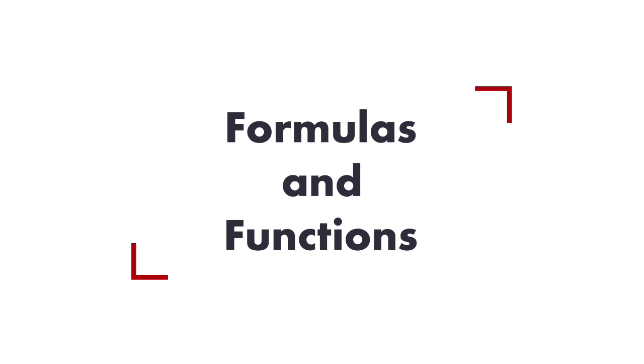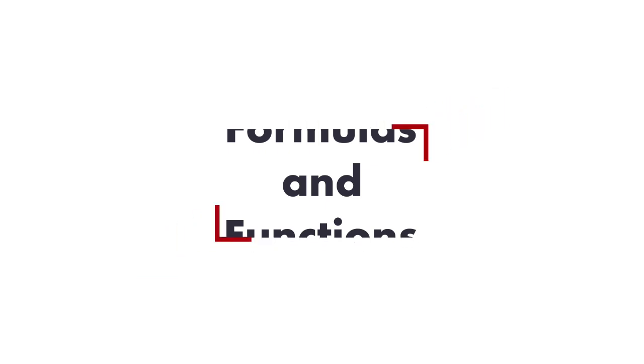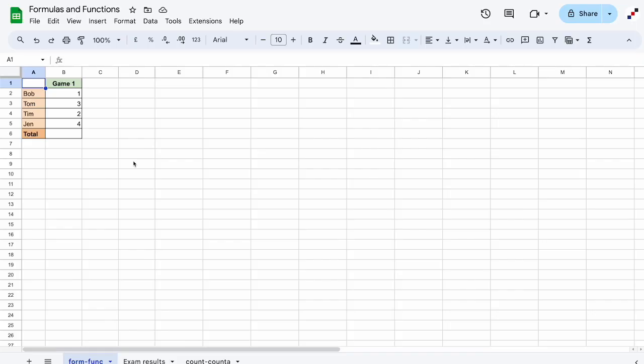So, what are Google Sheet formulas? Let's start with a simple example. Let's add up four numbers, 1, 3, 2, 4, the goals scored by 4 players in a game. To add these up on the sheet, I type in equals 1 plus 3 plus 2 plus 4 and press enter to get the result. The equal sign is what tells the sheet that it's a formula and not just some text.